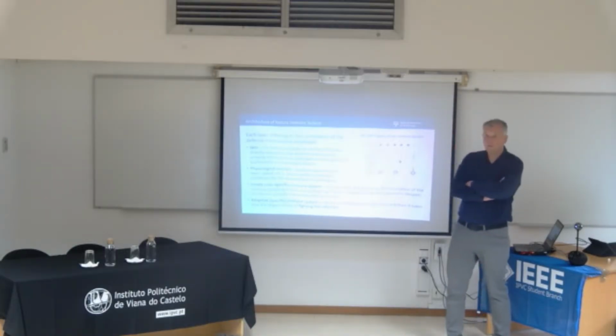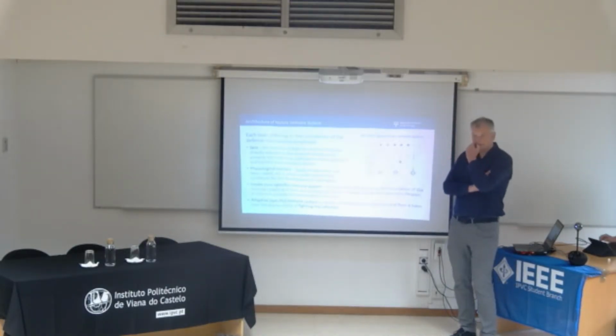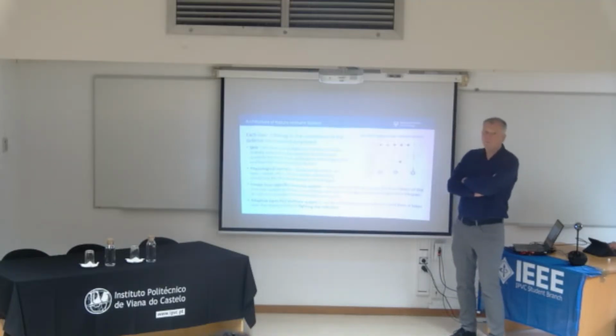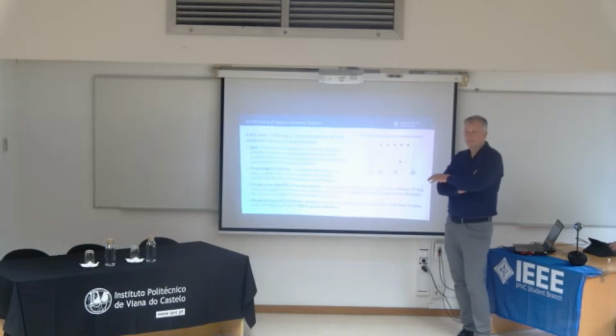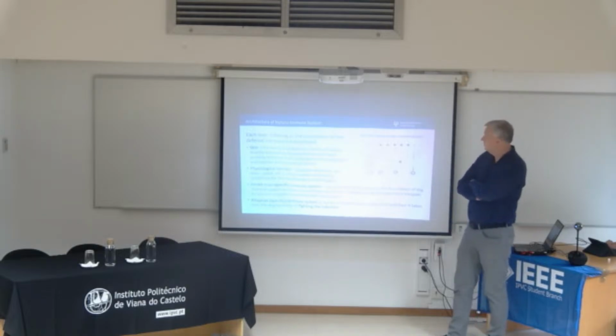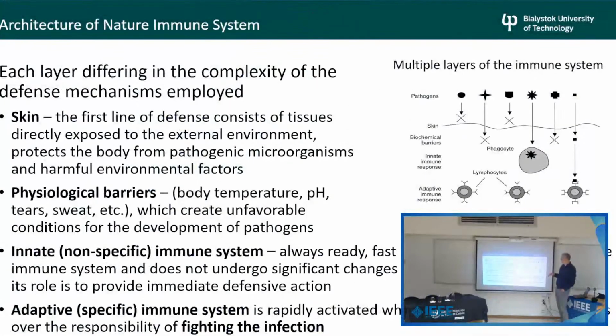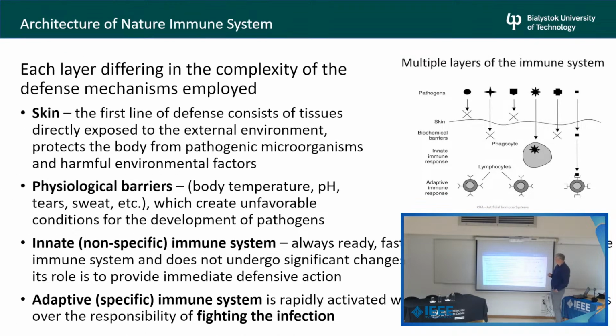the architecture of the natural immune system. This system is very difficult. It can be compared only with the nervous system, so its complexity is very high. In biology, this system consists of multiple layers. The first layer is the skin. Skin is responsible for removing 80-90% of pathogens.